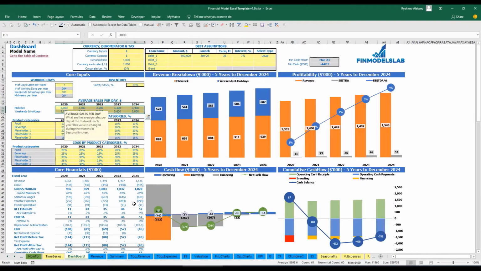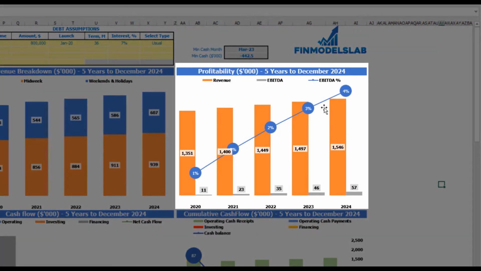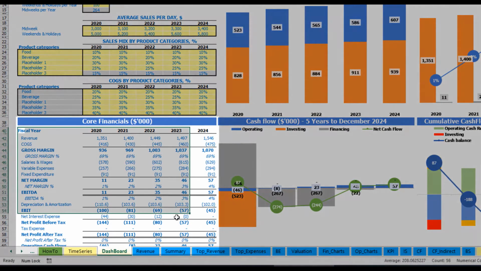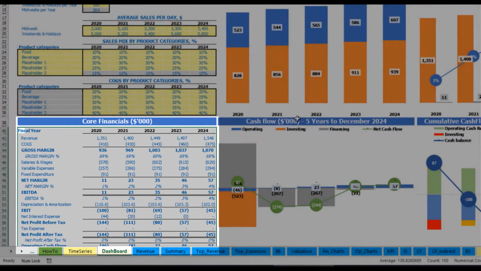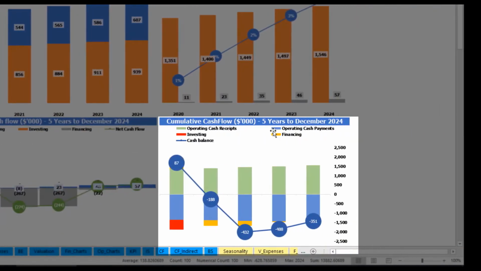Once you set up all the wages, expenses, debts and other assumptions related to the model, you may see the profitability output, which consists of revenue, EBITDA and EBITDA percentage. You may see the core financials on the dashboard, cash flow breakdown by operating, investing, financing and net cash flow, and cumulative cash flow. Also this is broken down by years and broken down by main cash flow streams: operating cash receipts, operating cash payments, investing cash flow, financing cash flow, and the cash balance.